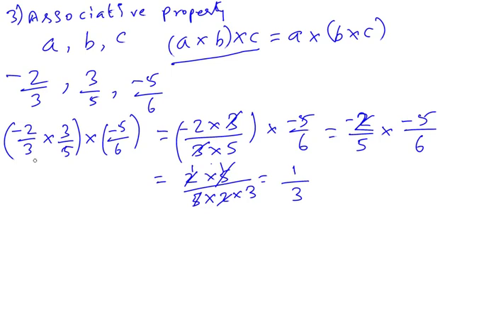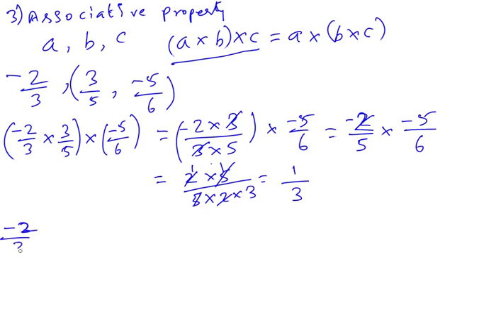So minus 2 by 3 into 3 by 5 we multiplied at first. With the product we are multiplying minus 5 by 6 also. At last we are getting 1 by 3. Next we will take RHS. In RHS, we will multiply the next 2 numbers at first. So minus 2 by 3.